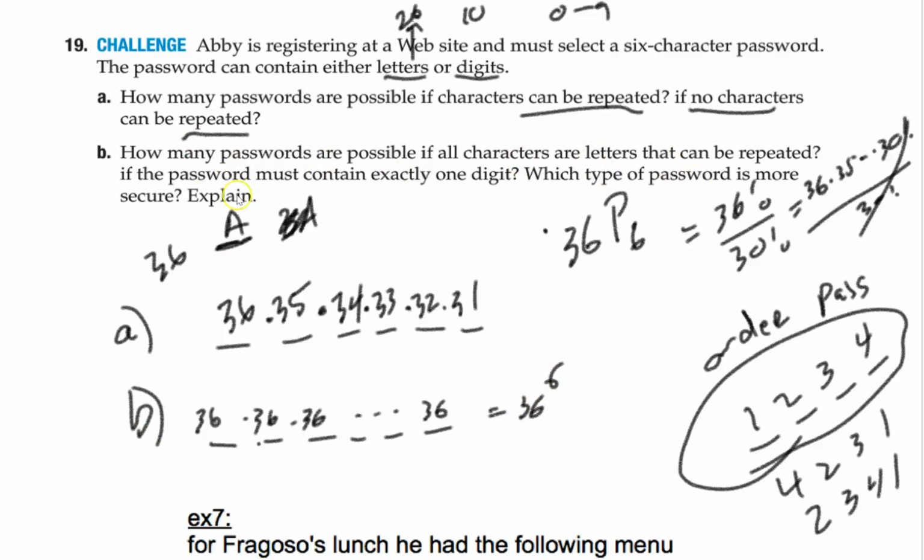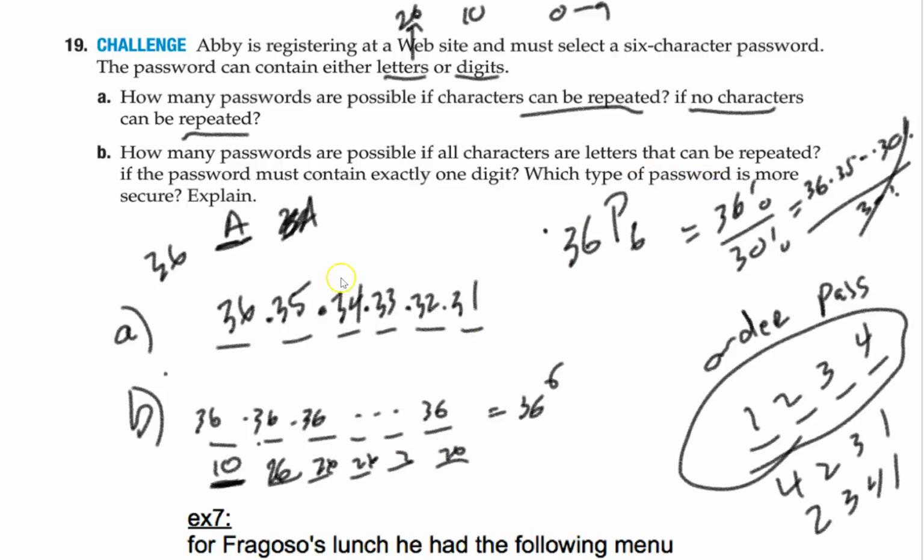And then look, they have another question. And if the password must contain exactly 1 digit. So I'm saying for one of them, you have to have a digit. So in that case, we only have 10 options. And actually, they say it must contain exactly 1 digit. So there's my 1 digit. The rest can't have a digit. So there's only 26 letters. So 26 times 26, 26, 26, and so on.